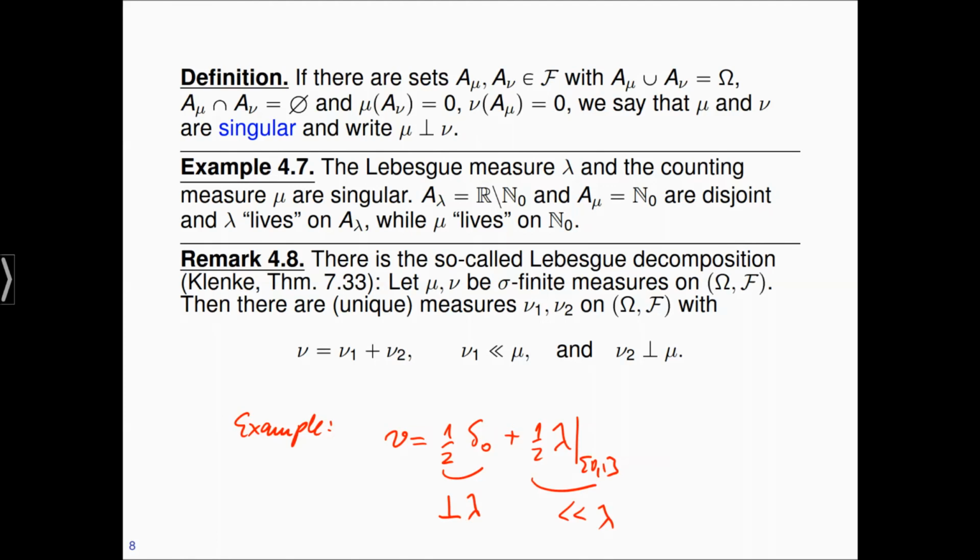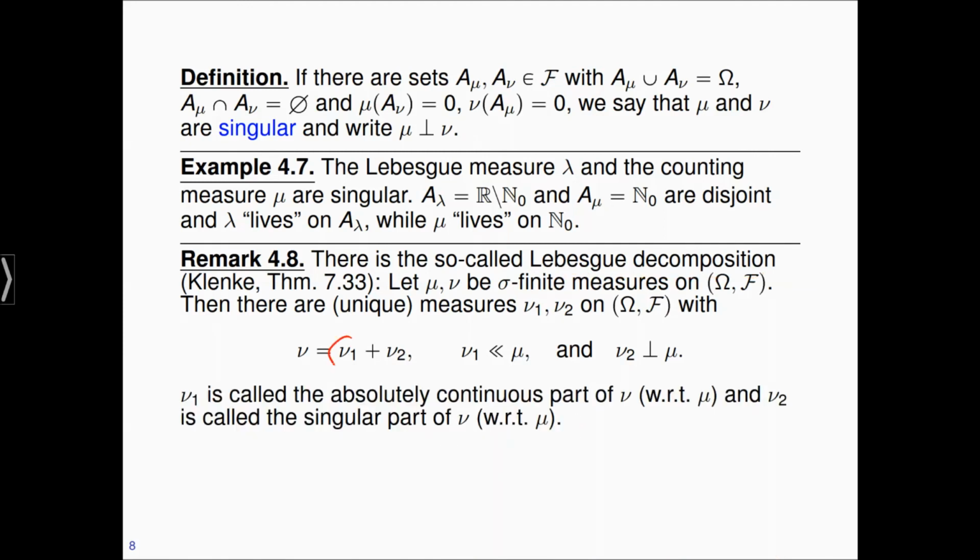And if contrary, your reference measure is the counting measure, then this part here is absolutely continuous with respect to the counting measure, and this part here is singular with respect to the counting measure. So mu is the counting measure, and lambda is the Lebesgue measure. And in both cases you see that this is the decomposition, and this is called the Lebesgue decomposition.